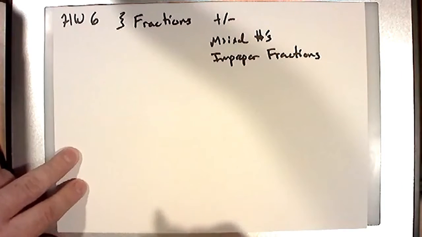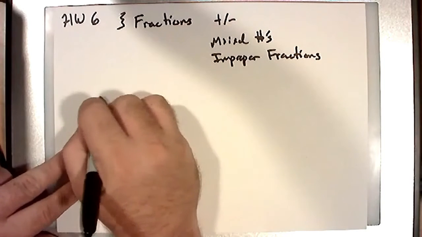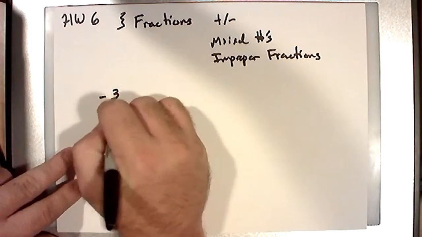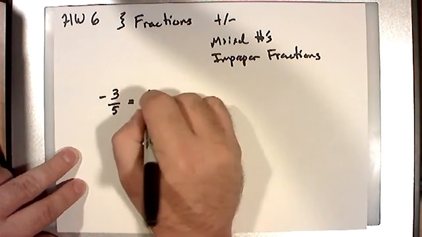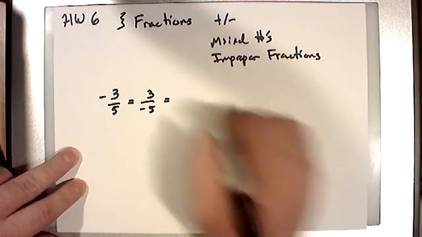First thing I wanted to mention, I got a couple emails about negatives on fractions. Probably should have mentioned this in the last video, so that's my fault. Where a negative goes on a fraction is irrelevant. All of these are the same thing. And this goes for mixed numbers, improper, and all that kind of stuff.